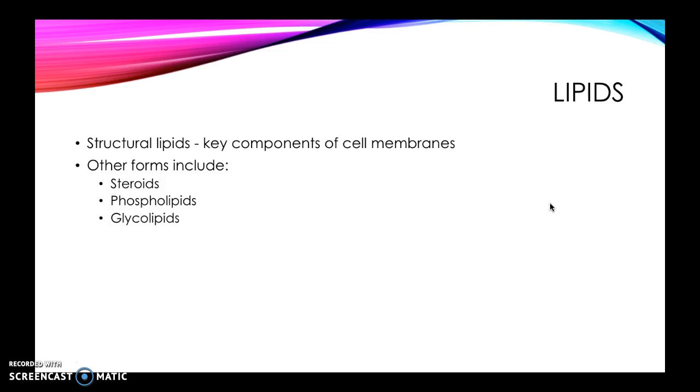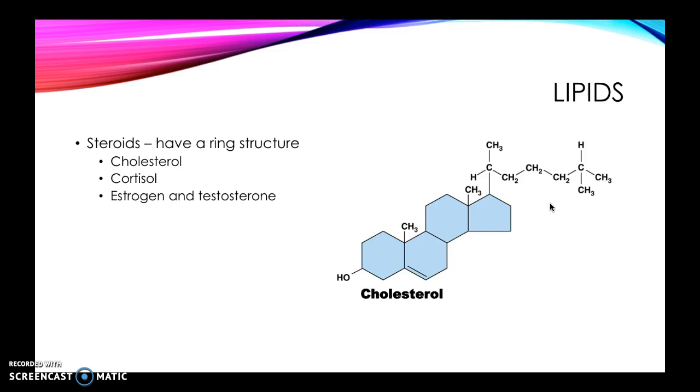There are several different forms of lipids that are used as components in the cell membrane. These are usually called structural lipids, and they include steroids, phospholipids, and glycolipids. A steroid is a lipid with a ring structure. Some examples include cholesterol, cortisol, and the hormones such as estrogen and testosterone.